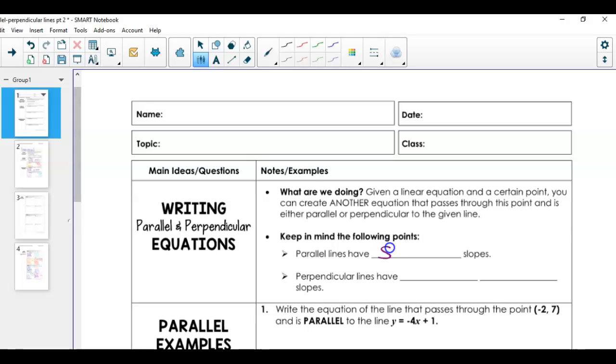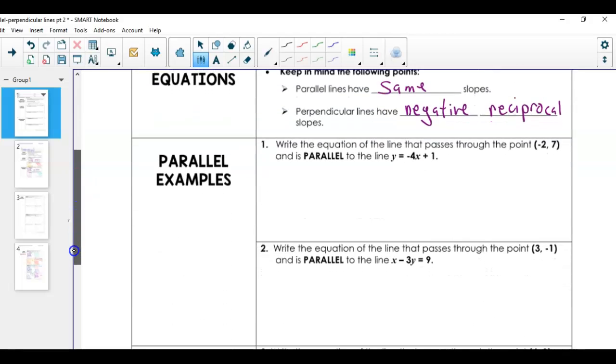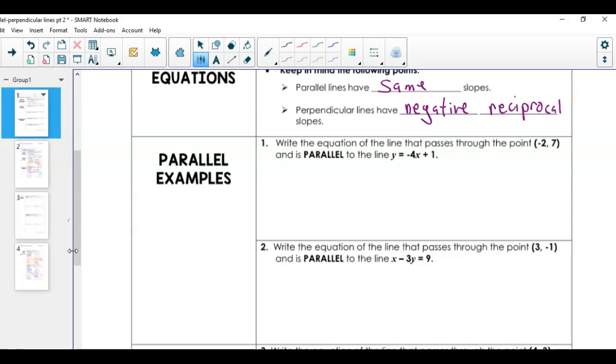So we have to keep this in mind. Parallel lines have same or identical slopes. Perpendicular lines have negative reciprocal slopes. And remember that negative reciprocal is taking one fraction, flipping it, and making one of the two negative. Right? So these first couple are just parallel examples. So we're going to walk through this as if they were just parallel.